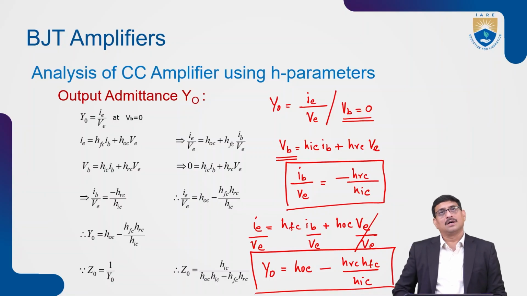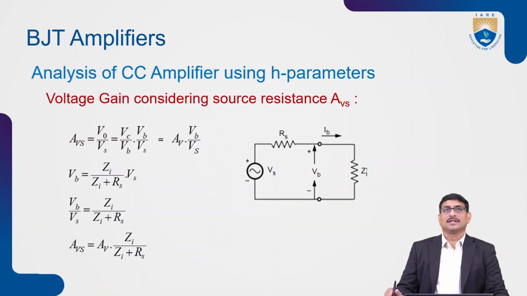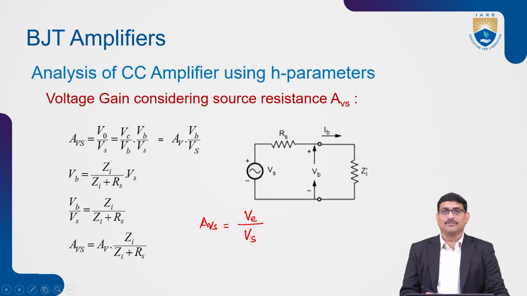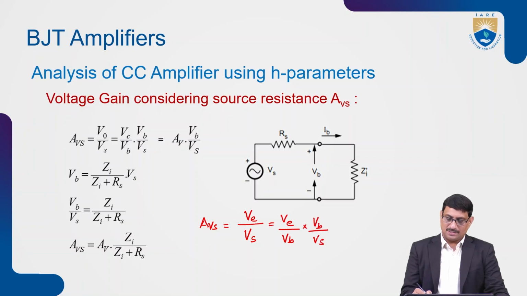Next, we'll move on to all these analysis parameters, taking the source resistance into consideration. If I take the source resistance into consideration, then AVS I can write as the output voltage VE divided by, instead of VB, I will write it now as VS. I will divide this equation with respect to VB and multiply with VB. The value does not change. But VE by VB is nothing but the voltage gain AV into VB by VS.